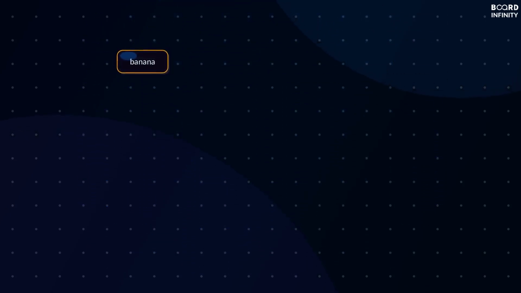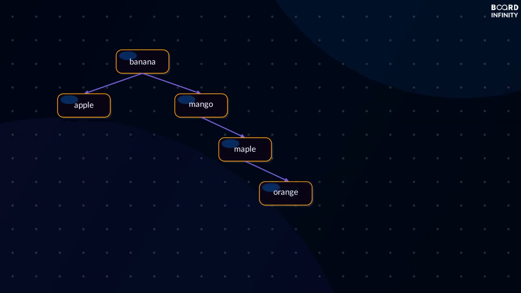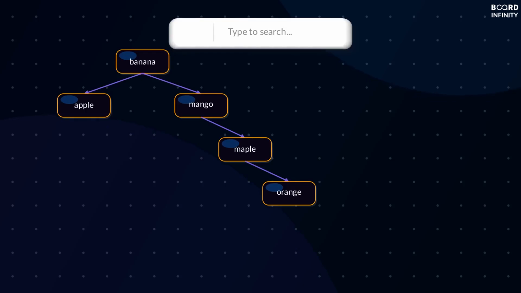Let's see a binary search tree in action. Imagine you're building an autocomplete system. You have a dictionary of words stored in a binary search tree, organized alphabetically. Let's visualize this. Here, we start with a binary search tree of words: apple, banana, mango, maple, and orange. The tree organizes them alphabetically, where words earlier in the alphabet are on the left and later words are on the right. Now the user types the letter M.